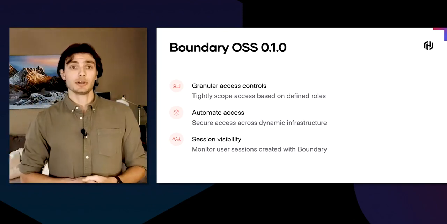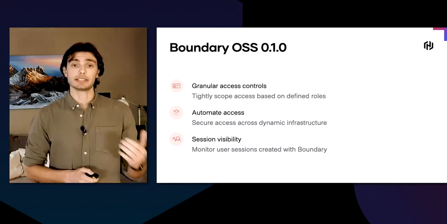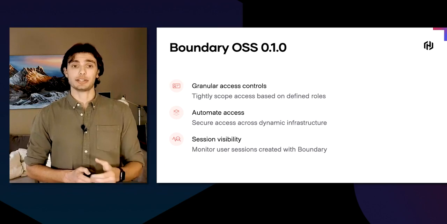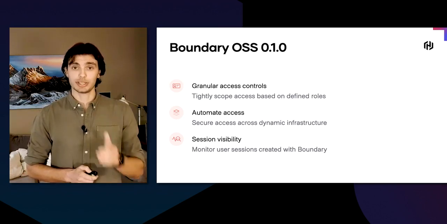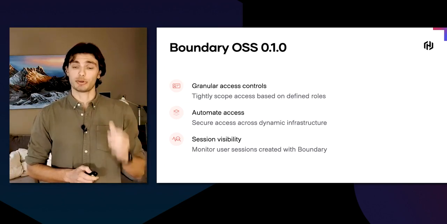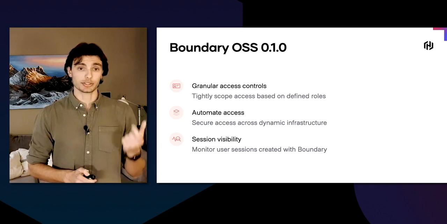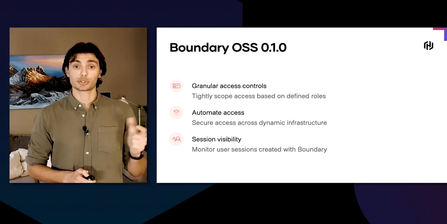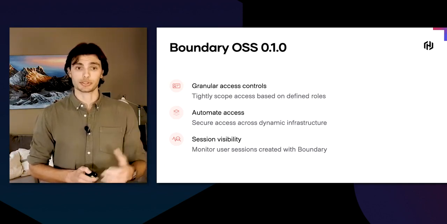Now, in today's 0.1 open source launch, we're going to focus on three main use cases within secure access management. The first is identity-based access controls for TCP-based sessions. With this, administrators can define a perimeter of resources and identities under management. They can then create roles with granular permissions in terms of what targets their users can access so that you can secure those targets over low or zero trust networks.